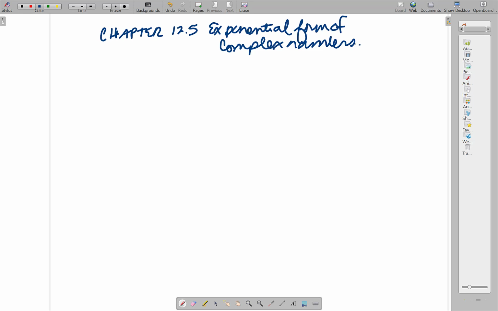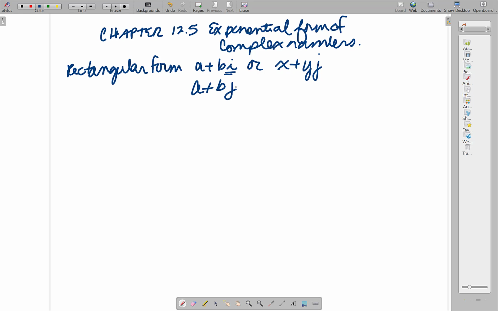Let's remember that complex numbers in rectangular form are listed as a plus bi, or x plus yj, and I put i over here, forgetting that we have to change that to a plus b times j because we use j in the technical trig. That is the rectangular form where x or a represents the real part of a number and y or b represents the imaginary part of a number.